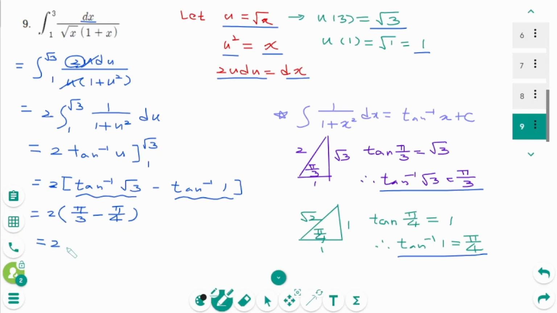equals 2 times, make the same denominator, which is 12. The first one is 4 pi, the second one is 3 pi. Equals 2 times pi over 12, then 2 times 1, 2 times 6. The final answer is pi over 6.